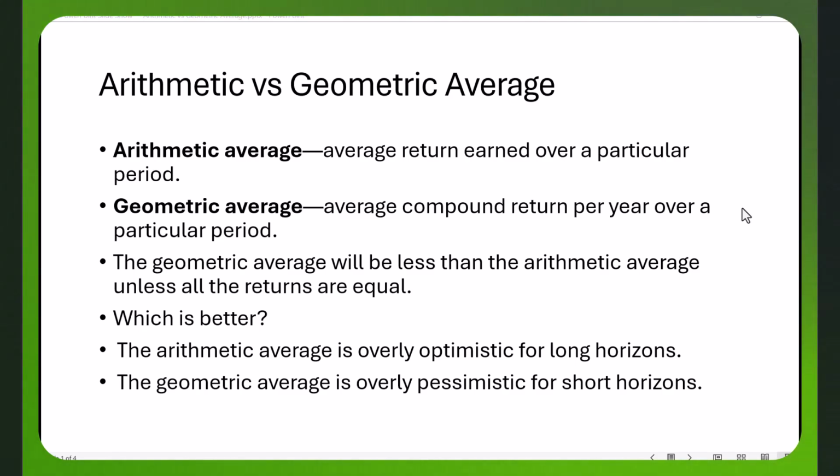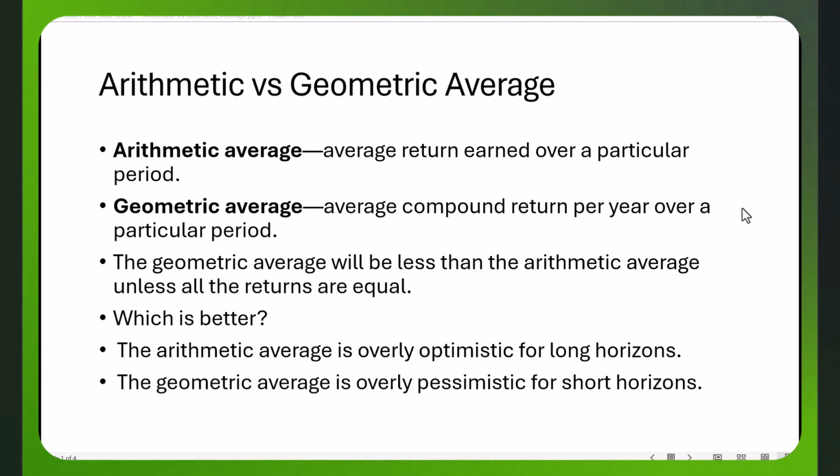Sometimes you have a lot of return data and you'd like to summarize that information. If you have 60 months worth of return data, looking at it is going to be difficult to sort out what's going on here. This is where averaging comes in. There are a couple of ways to compute averages: the arithmetic average, and the geometric average.